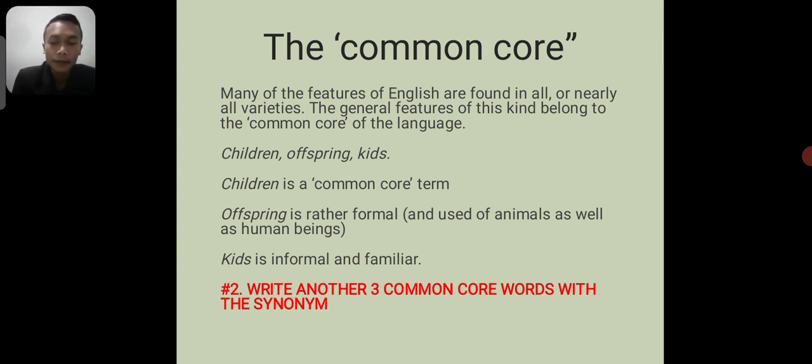And then we have examples of the common core like marriage, wedding, matrimony. Marriage is a common core term. And then wedding is formal. And then matrimony is informal. And then other example, result, effect, and consequence.